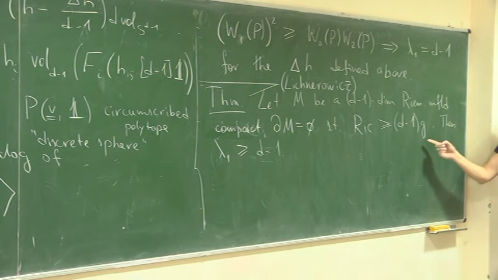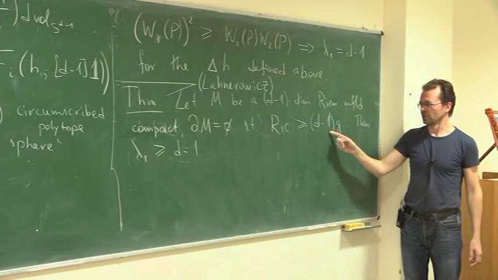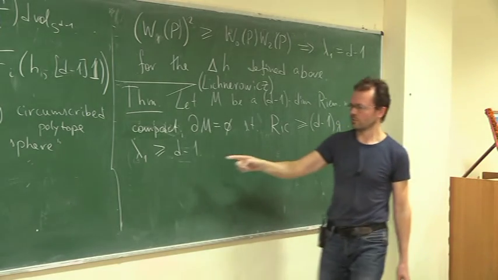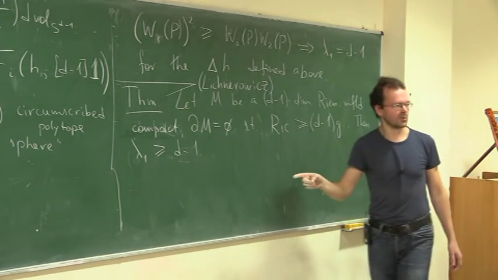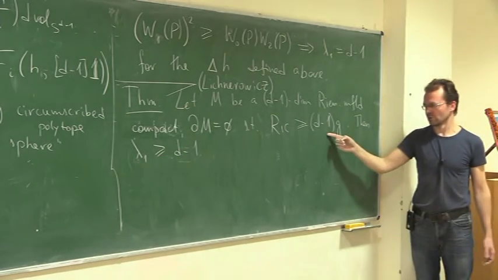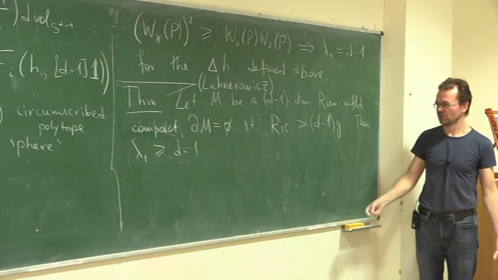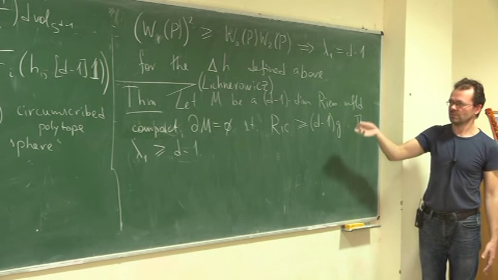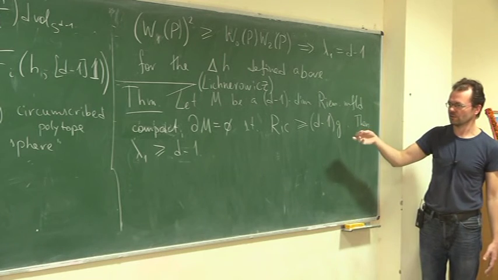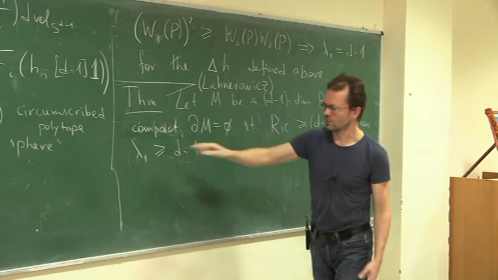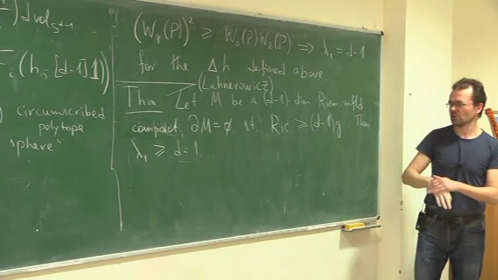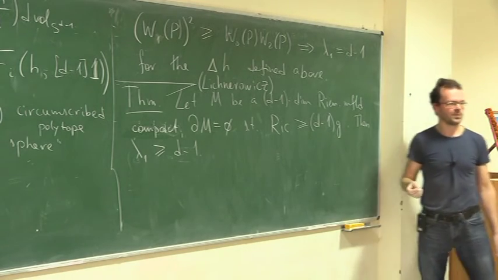So the sphere has Ricci curvature exactly equal to d-1, and for the sphere, the first non-zero eigenvalue is equal to d-1. The theorem says that if the curvature is bigger than the curvature of the sphere everywhere, then the spectral gap is bigger. There is also an addition by Obata for the equality case: if lambda 1 is equal to d-1, then it must be a sphere.